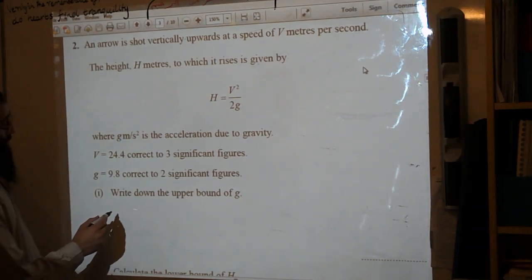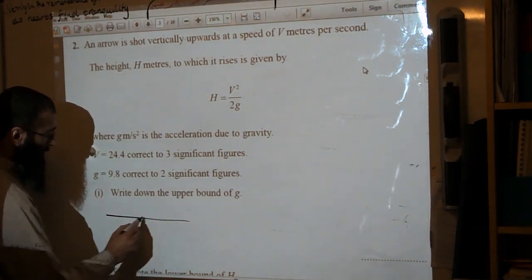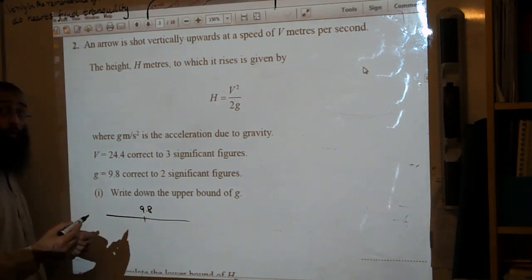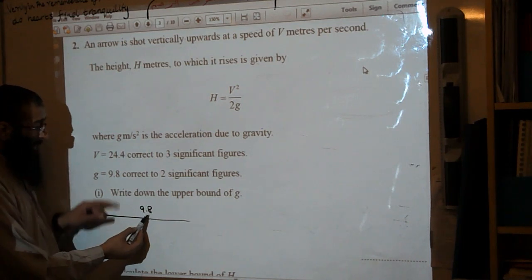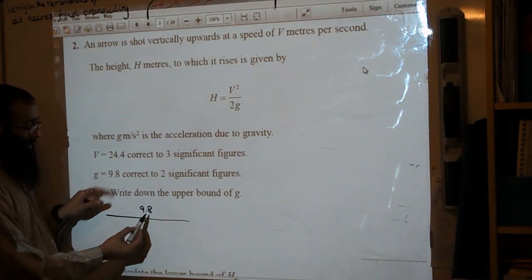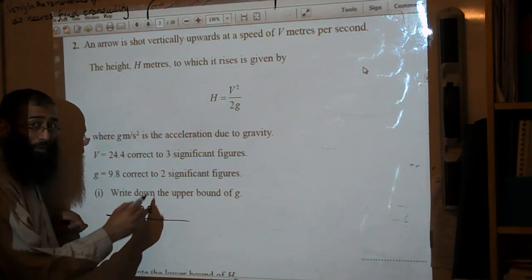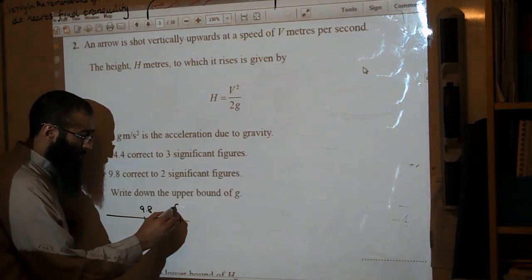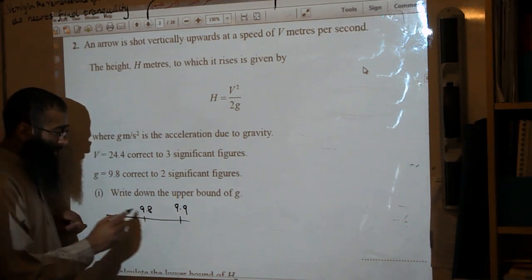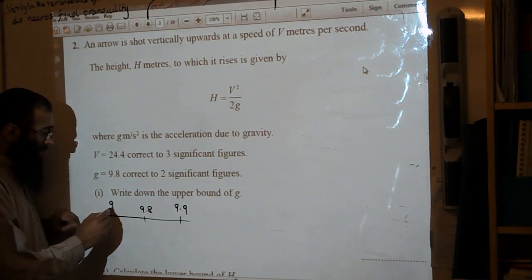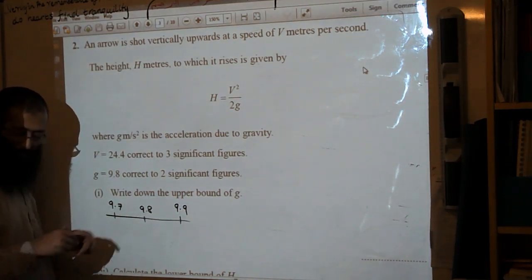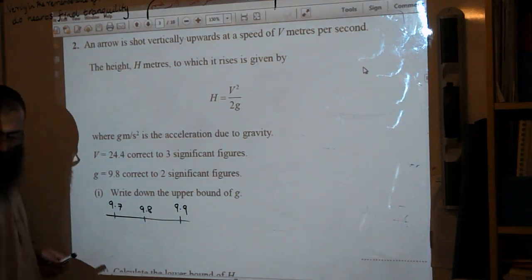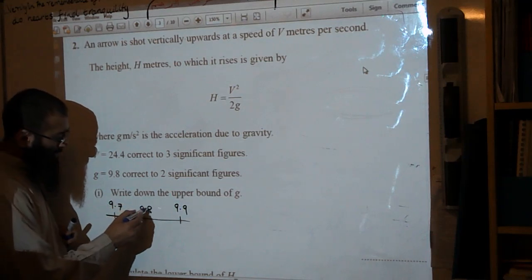So I'm going to use the space here. So we say G is 9.8. It's been quoted to one decimal place or two significant figures per second. So that's the most important digit. Let's look at the next one up. If I carry on in tenths, the next one will be 9.9 and the one before that will be 9.7. Okay, and that's our original value there.